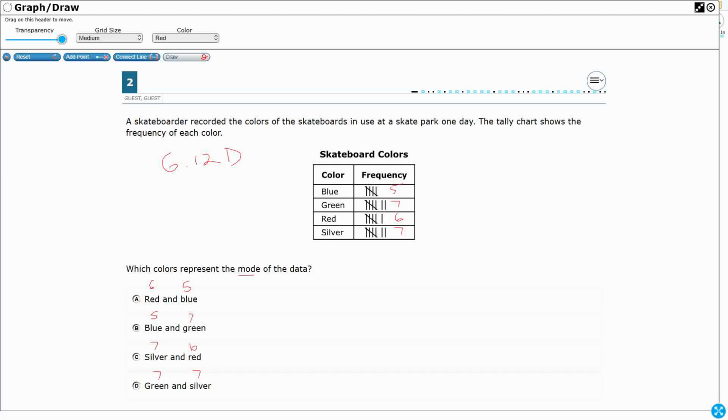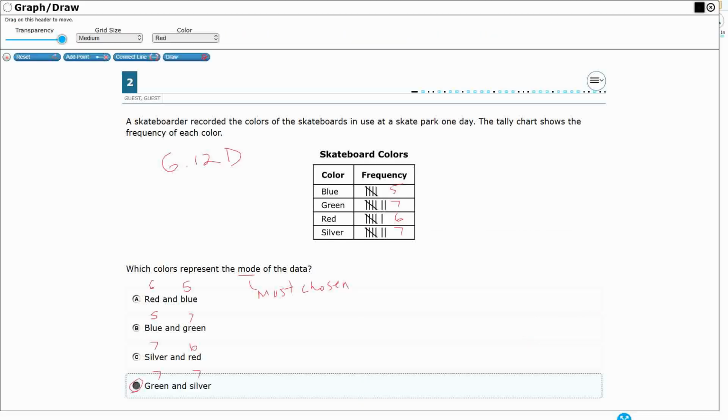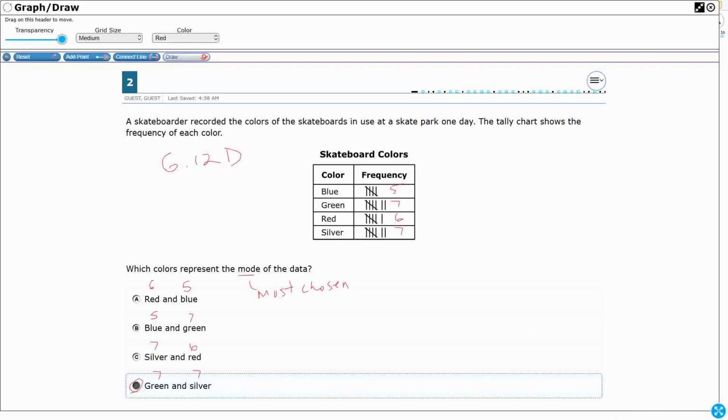Even if I don't know what mode means, I can at least say, well, D, at least they both are the same number. And that's not what mode means. Mode does not mean the same number. Mode means the most chosen. So the same number here happens to also be the greatest number chosen, but this is a really simple question, and you can honestly answer this without even knowing what that word mode means. D is our correct answer because the most chosen was 7, and it's split between 2, so you recognize both green and silver as the mode.